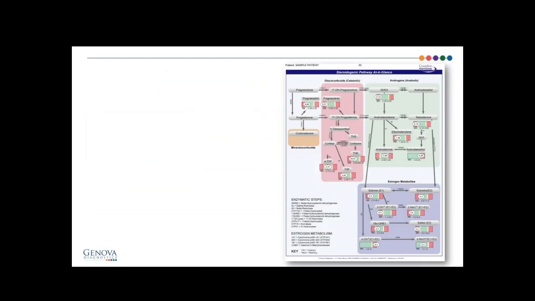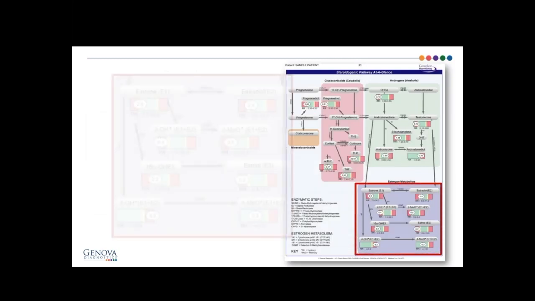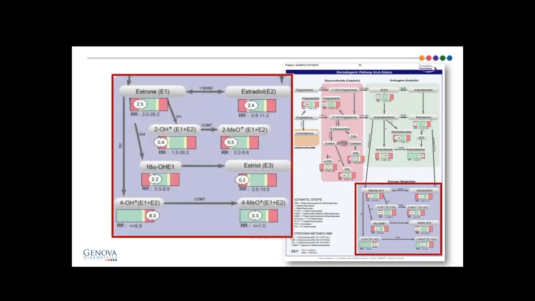So we can get more information around this by looking at an adrenal cortex stress profile, for example. Now, as we move downstream into the estrogen and estrogen metabolites, here you see the estrone, estradiol, and estriol, and the various phase 1 and phase 2 metabolites. Here's where we can assess risk using urine testing.